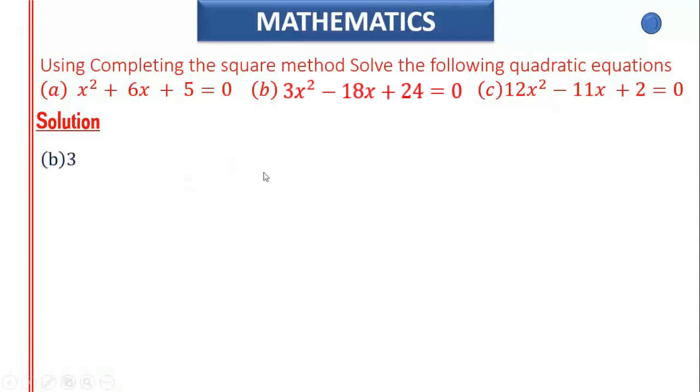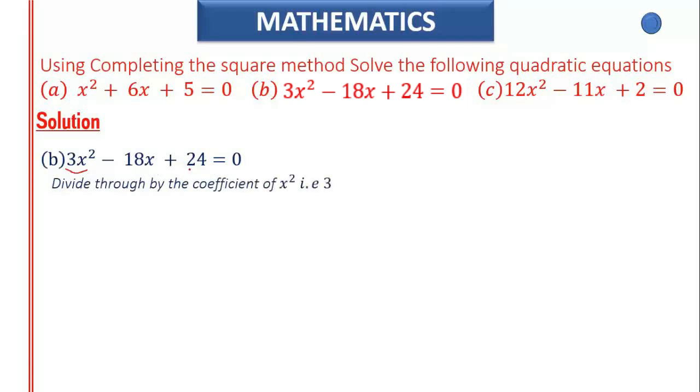From what we have there, 3x squared minus 18x plus 24 equals 0. This is a little different from the first question in that the x squared has a coefficient. When the x squared has a coefficient, the first step will not be to take the constant term to the other side. The first step will be to divide through by 3, the coefficient of x squared.